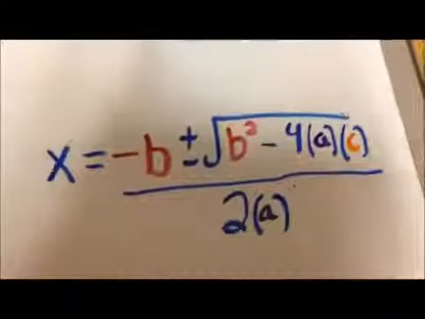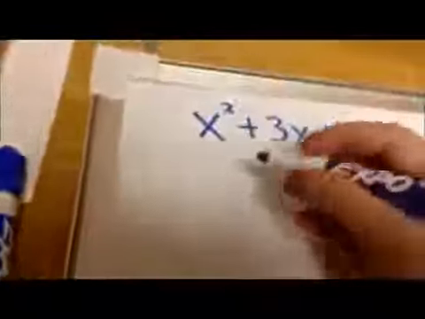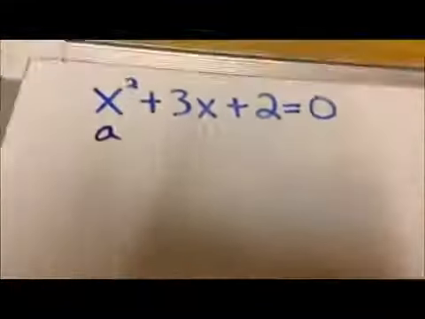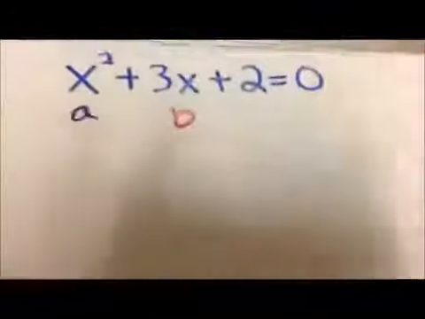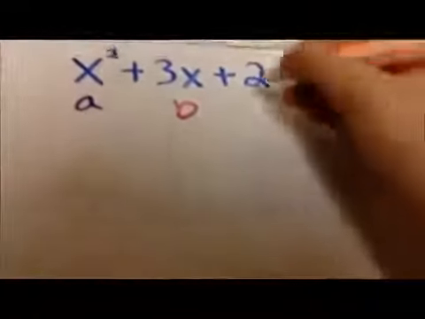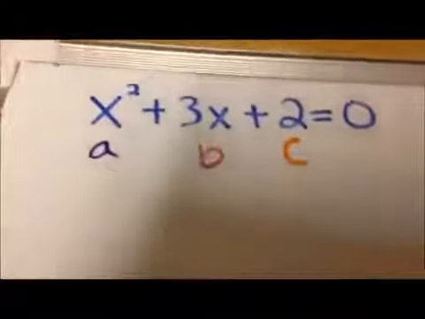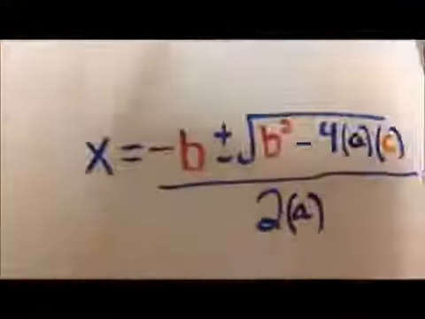So first off, our a term is going to be our first one, right where x is. Our b term is going to be our middle term, and our c is going to be our third term. So we're going to plug these into our formula down here.